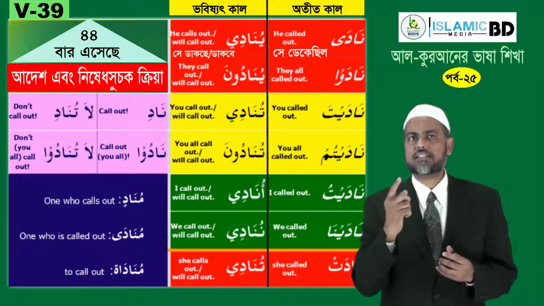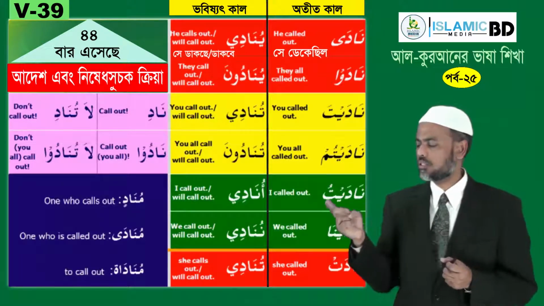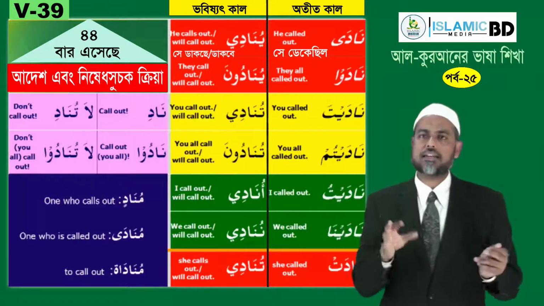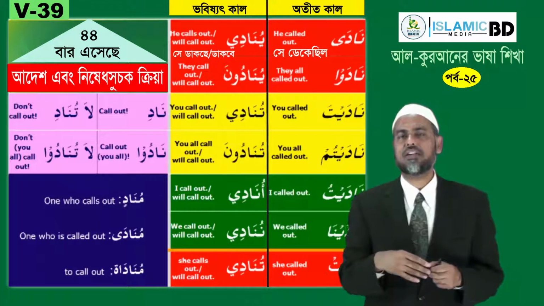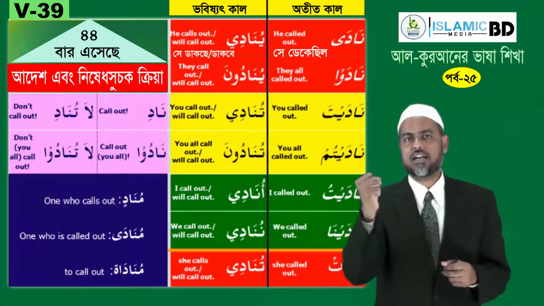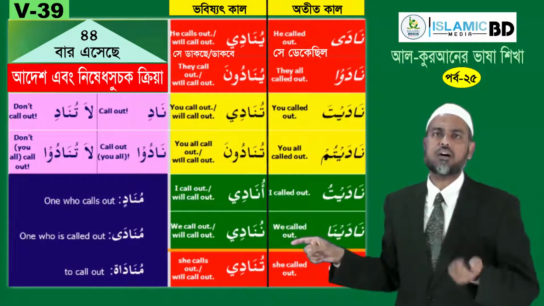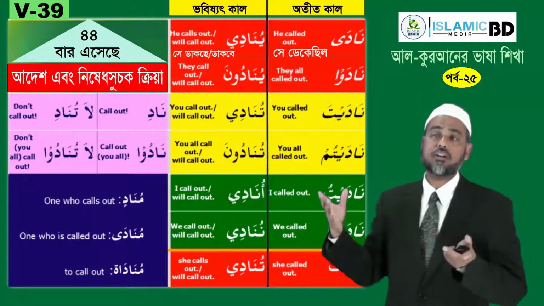It has a weak letter in its roots: noon, dal, ya. The last letter is a weak letter, and consequently it has some effects, as you will see, especially in amr, nahi and masdar. You will see that. So nada means he called out. He called someone.